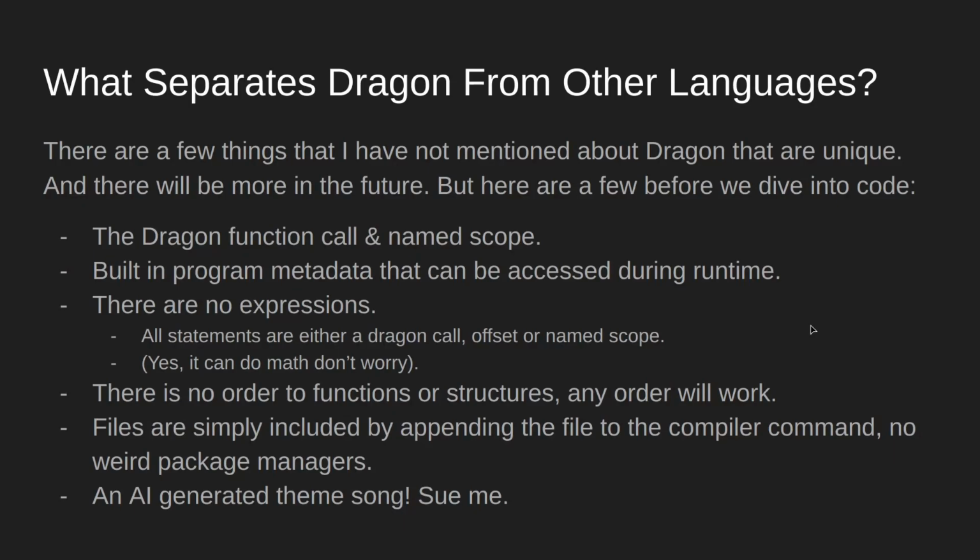And the same thing for the compiler. The compiler also has the ability to export JSON based on the compiled code that you gave it, or the uncompiled code that you gave it that it was compiling. There are no expressions. Yeah, I know that for some people that's a deal breaker. Yes, it can still do math, don't worry.